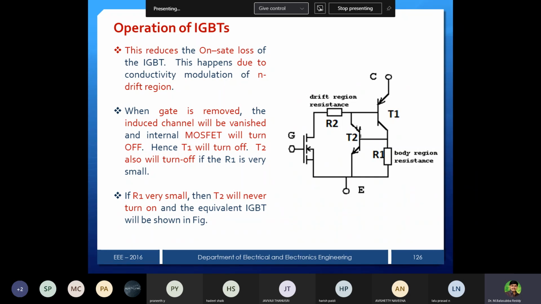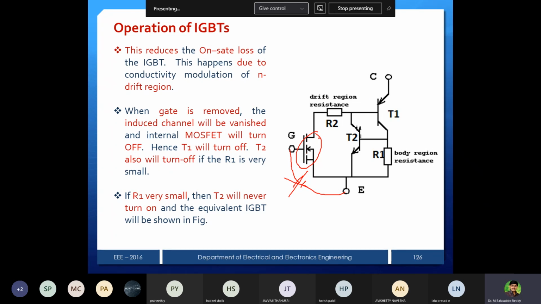When the gate signal is removed, what will happen? The induced channel will vanish, and then the MOSFET will be turned off. This is common logic. Earlier we applied a gate voltage and it triggered. Now once you remove it, the MOSFET will be turned off. Once the MOSFET is turned off, T1 will also be turned off, and T2 will also be turned off.